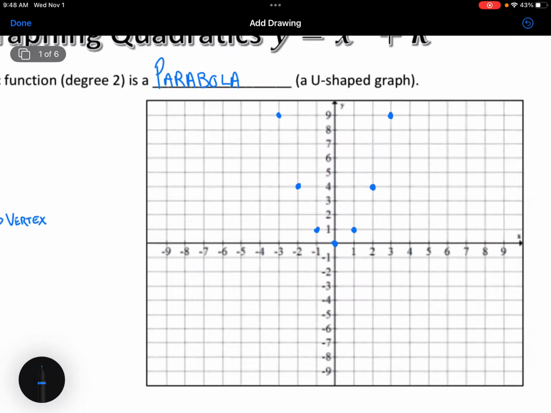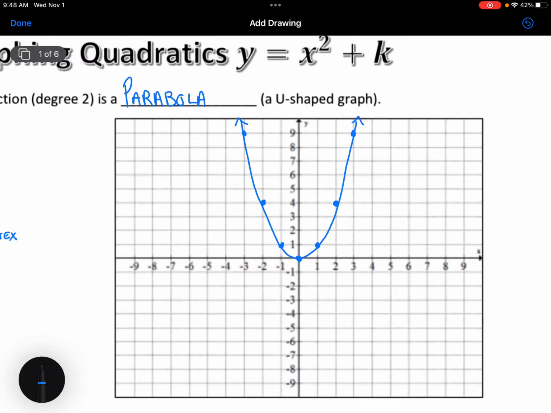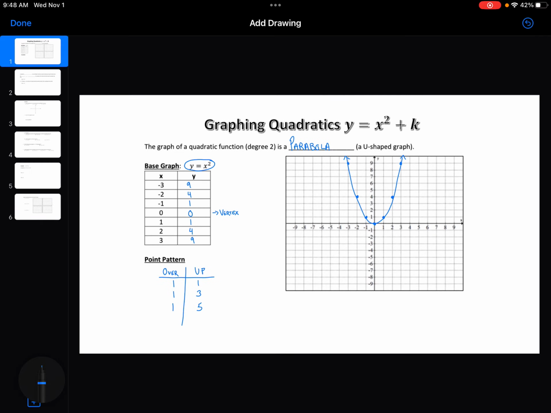That's kind of the basis of a parabola, and what it's going to look like is something like this. Now, it's not a V, it's a rounded shape. Because if we were to actually square 0.5, that would be 0.25. If we squared 0.25, that would be 0.0625 or something like that. It's going to be way smaller.